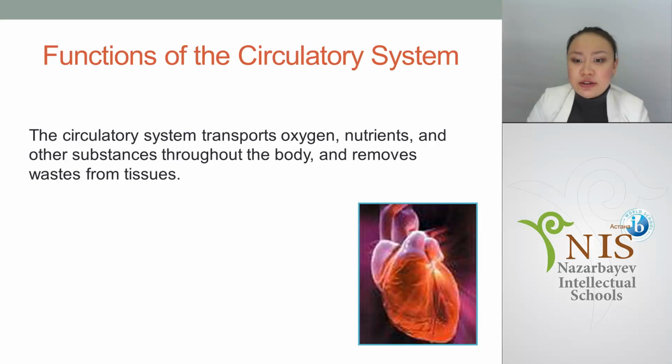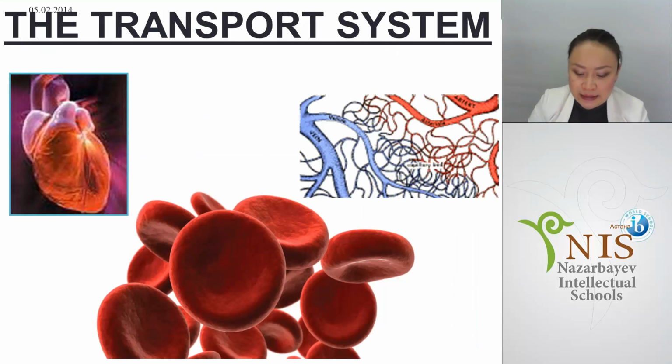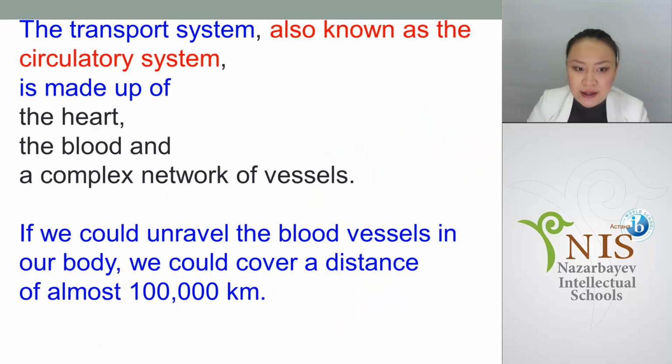Okay, function of the circulatory system. What is the function? The circulatory system transports oxygen, nutrients, and other substances throughout the body and removes wastes from tissues. Here you see the transport system. Here we'll look at the heart structure, heart function, blood vessels, and blood components.